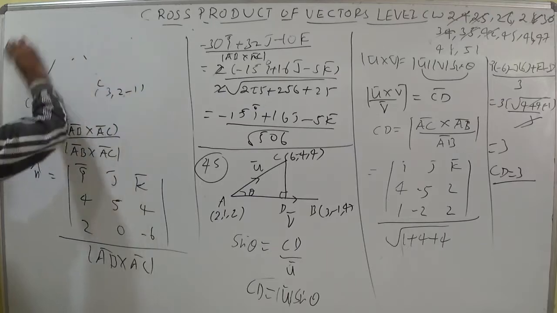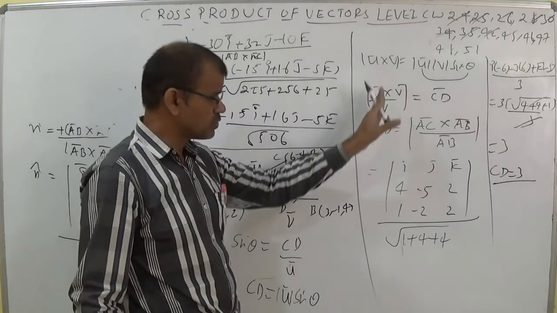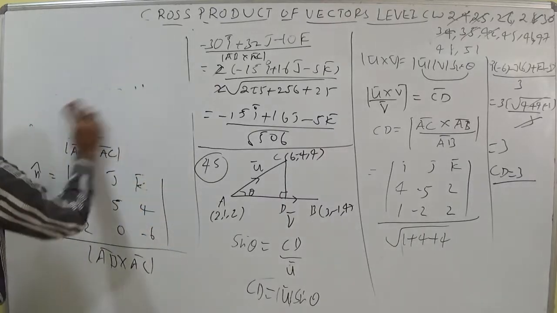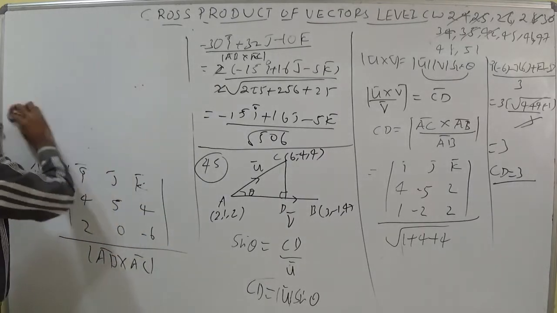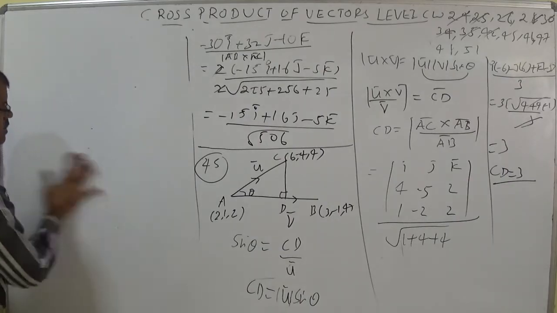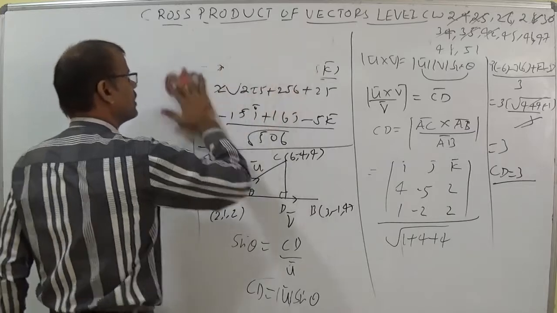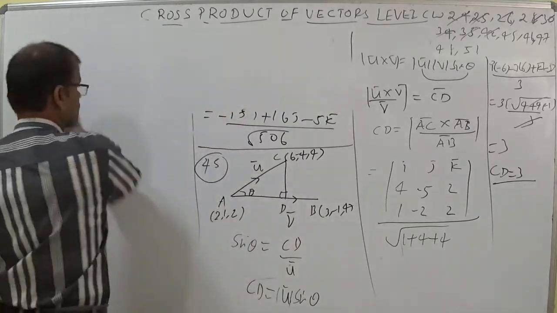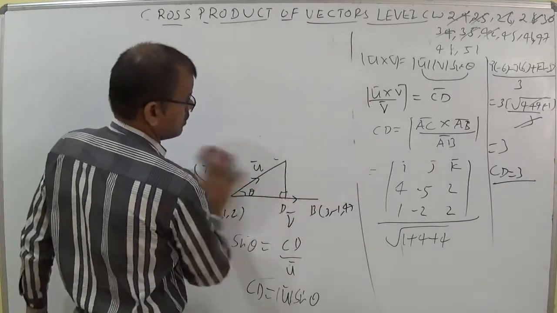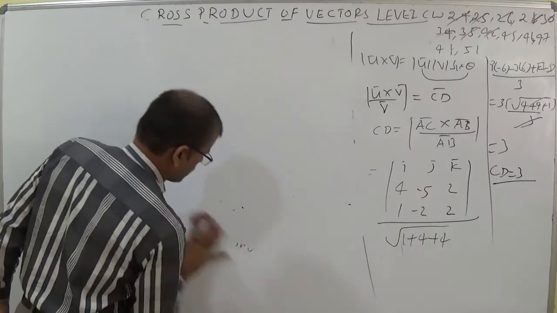If you know the perpendicular distance formula, you can write it directly. If you don't know it, you should derive it using the sin theta concept: sin theta in a right angle triangle, and the vector product depends upon sin theta. So like that you can calculate. Now 45 is completed. Let us discuss the 46th one.